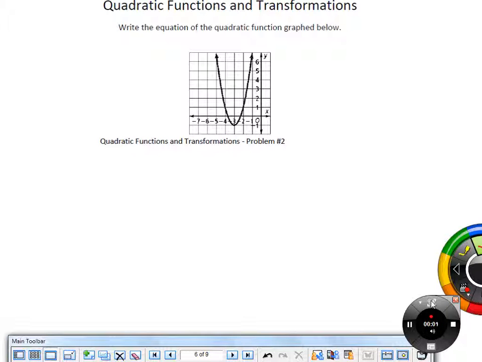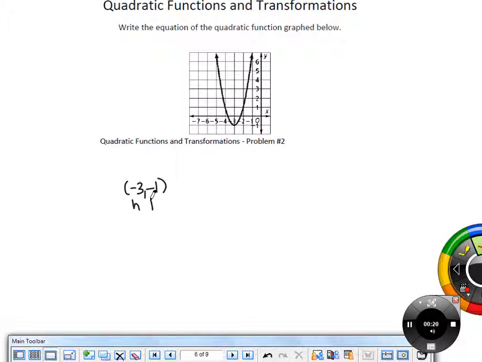Example, instead of a path of a rocket, which we'll see in problem 3, here we actually have a parabola on a coordinate plane. So there's a couple of different ways that we can do this. First, we need to recognize where the vertex point is. So I see that the vertex is at -3, -1.